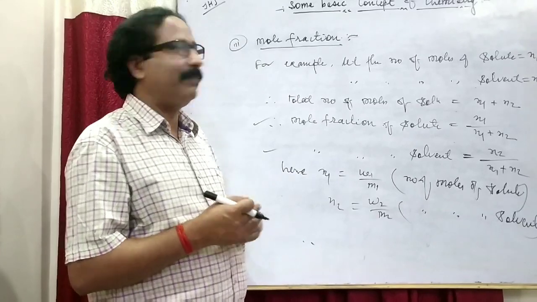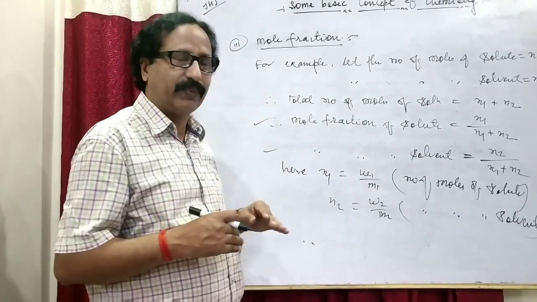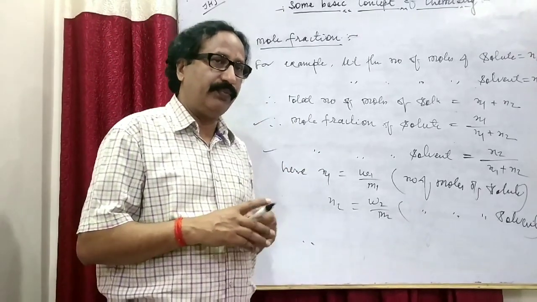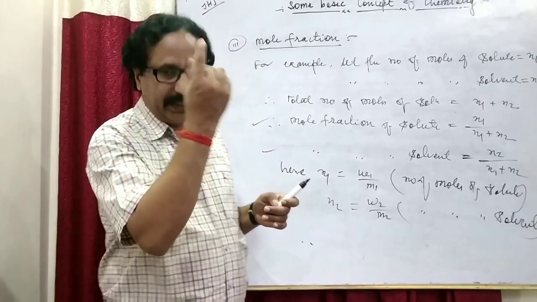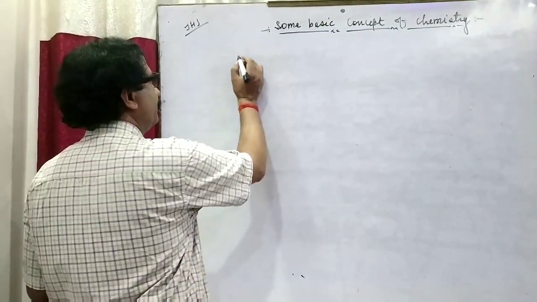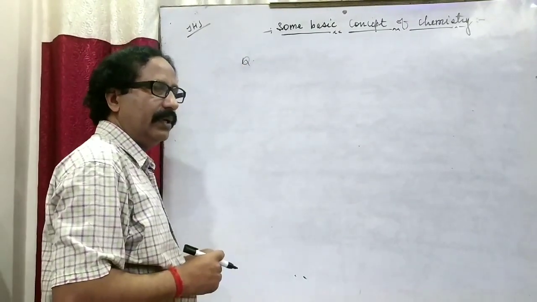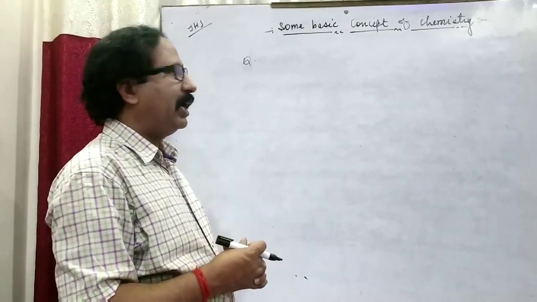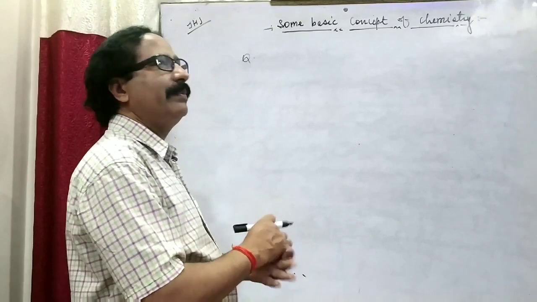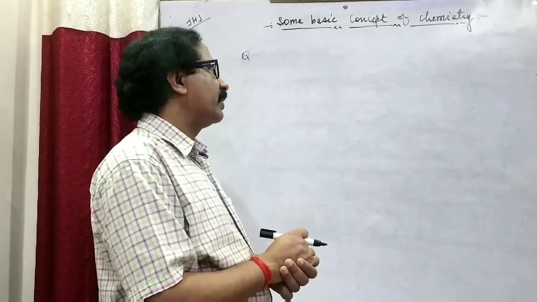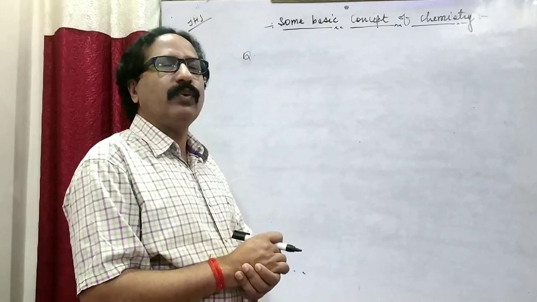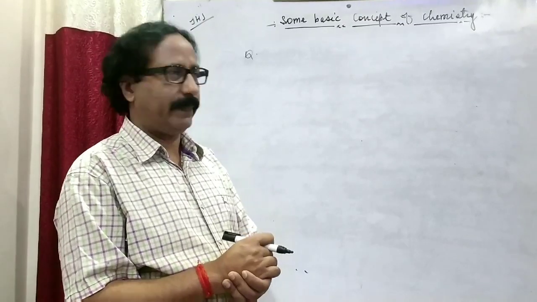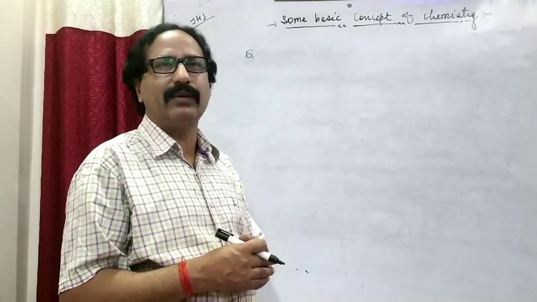For example, I am telling a particular numerical related to this one, so that the theme of mole fraction is completely clear. A numerical question is given. An aqueous solution of C2H5OH has a particular amount of water and alcohol. What is the amount of water and what is the amount of alcohol?